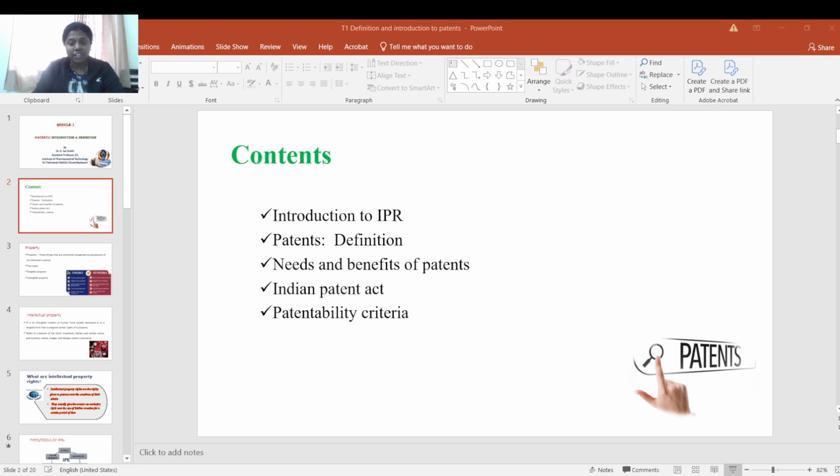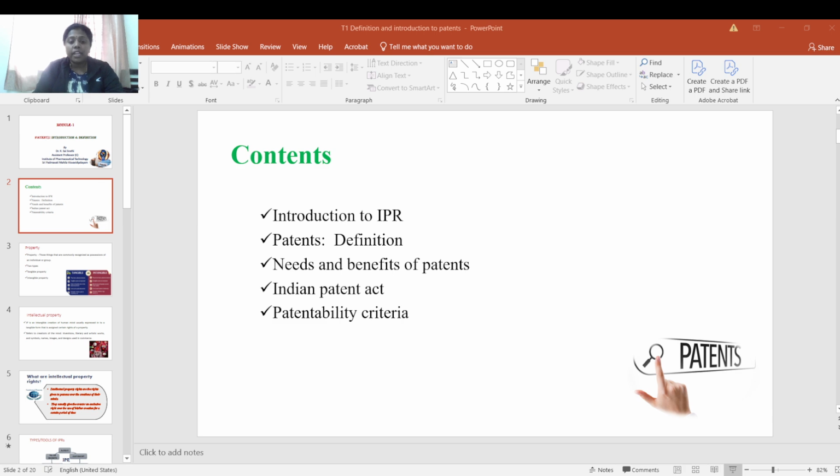If you see the definition, we can see that a patent is an intellectual property right. That is the first thing. And it is a grant of exclusive right. It is given for a limited period and provided by the government to the person who is applying, that is the patentee.